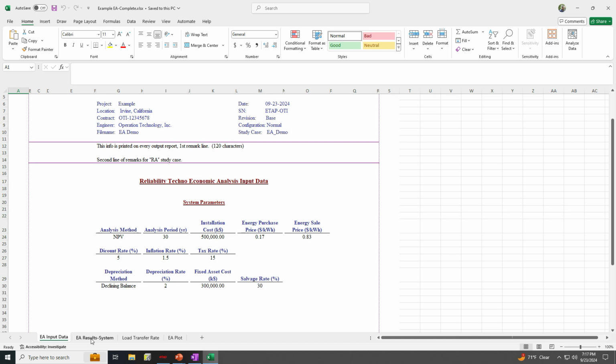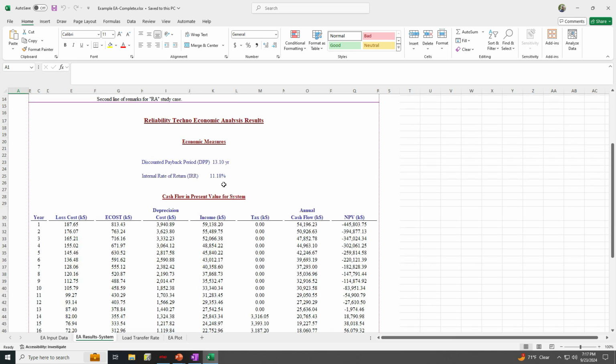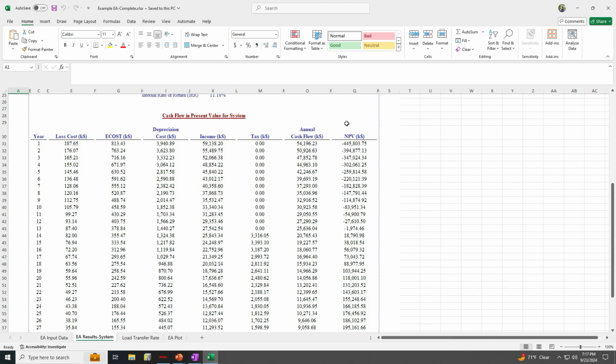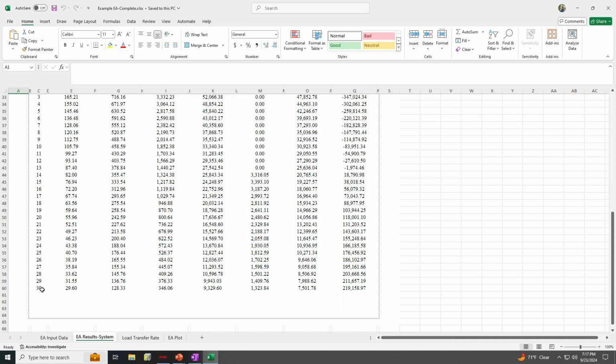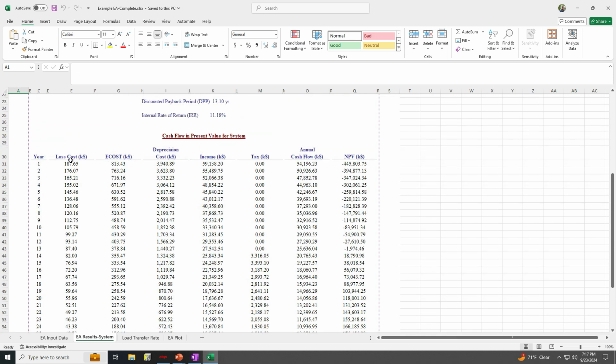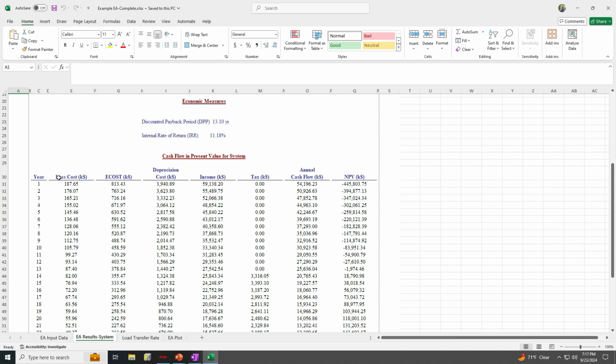So if we go to the results page, we can see that the cash flow of the system is reported from year 1 to year 30, which was the life cycle of the study. We can see the breakdown for each of the costs in this report. The power loss cost, the E cost, which was related with the reliability incident, the depreciation cost, the income, the taxes, the annual net cash flow of the system, and net present value of the system.